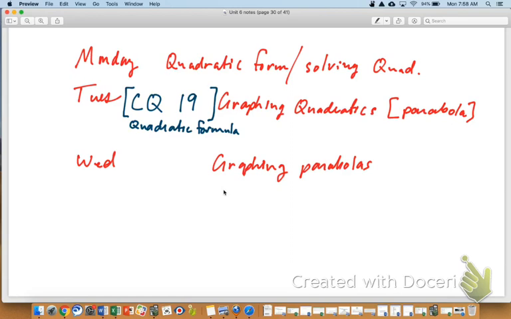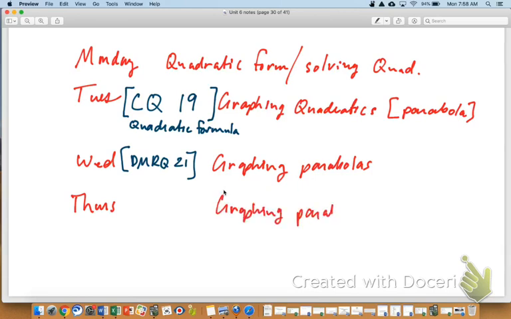On Wednesday, we'll also be doing DMR Quiz 21, which is what you just did. So we're going to practice that again tomorrow. We actually practiced it before break too, but we'll get two more this week. And then finally, Thursday, the topic of the day will be once again, how do you graph parabolas?